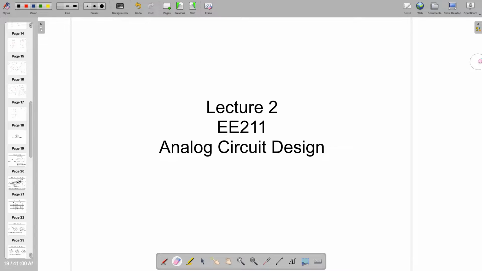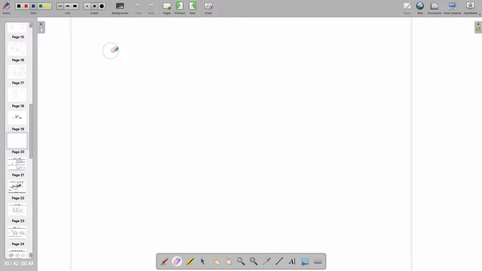So it's lecture number 2, T211 analog circuit design. Last lecture we talked about some introduction and we talked about transistors, like MOSFET.